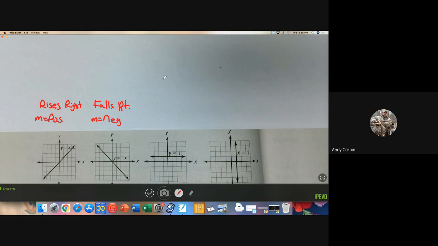Going downhill, I'm kind of getting negative energy right there. I'm kind of moving my feet just to keep from falling, right? So you're not putting any strength into that at all. So rise to the right is positive, that's uphill. Fall to the right is negative, that's downhill.